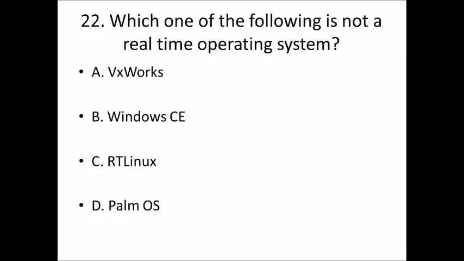Which one of the following is not a real-time operating system? Option A, VxWorks. Option B, Windows CE. Option C, RT Linux. Option D, Palm OS.